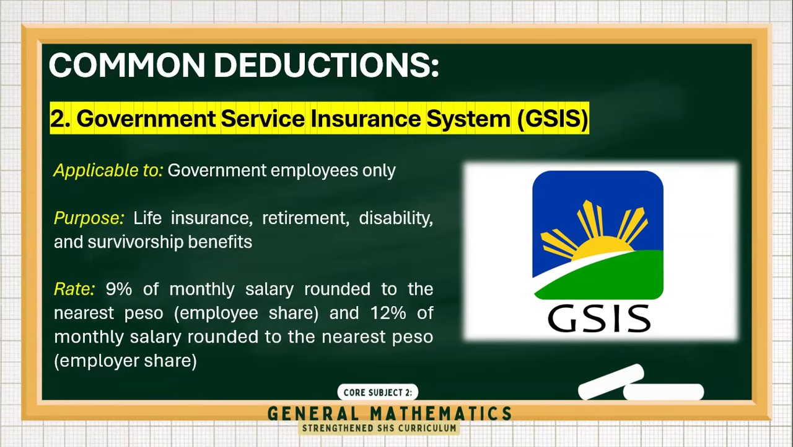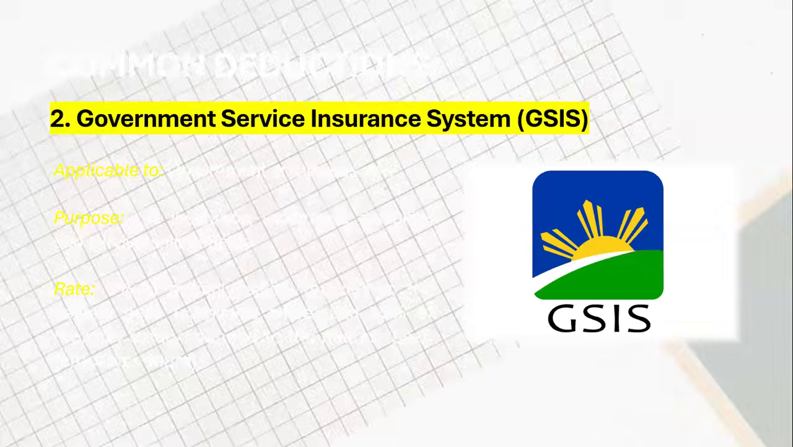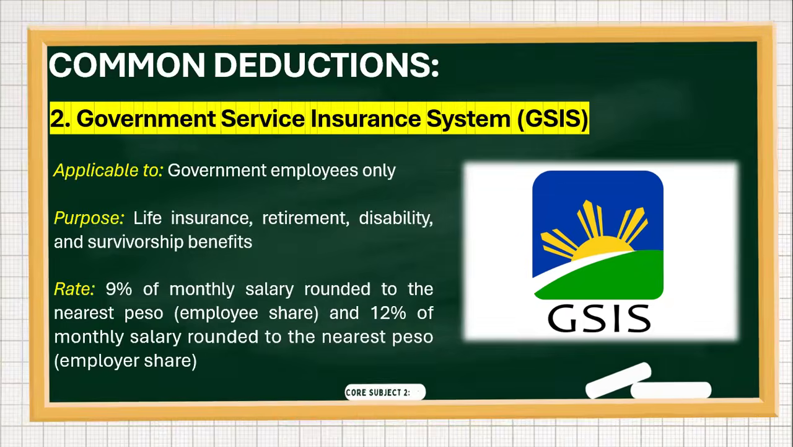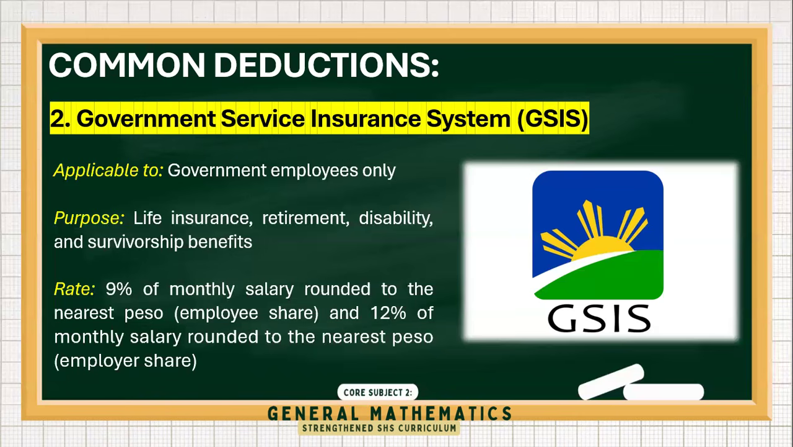The GSIS, or the Government Service Insurance System, is a social insurance program, same as SSS. And this is exclusive for government employees. So it provides almost the same benefits: life insurance, retirement benefits, disability benefits, survivorship benefits. In other words, this is also another financial safety net throughout your government career and even beyond.